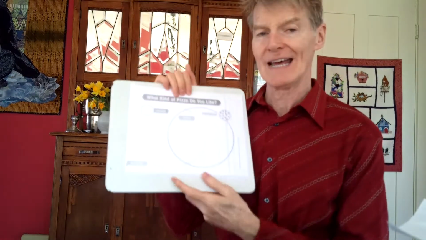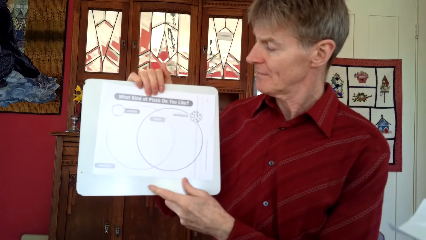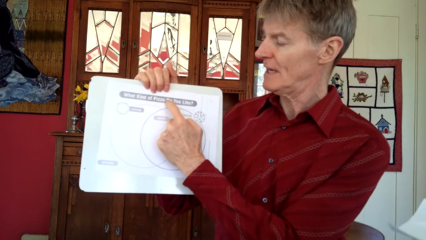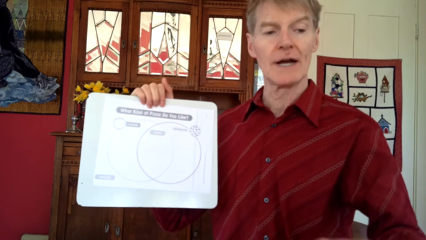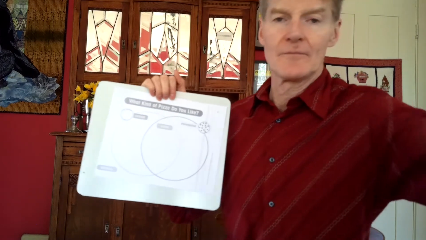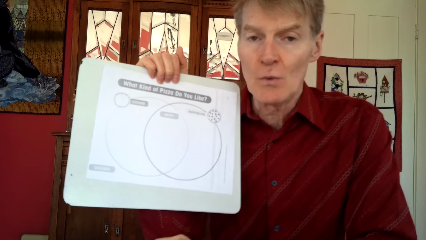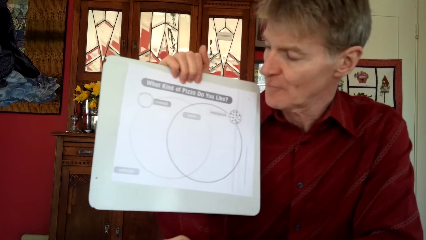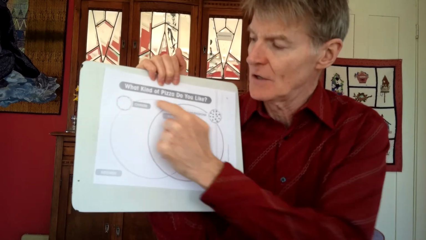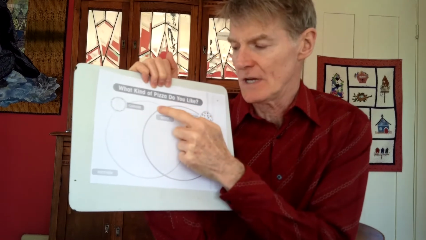Now the other page is this one. This is a survey, but it's done differently. What kind of pizza do you like? Red underlining for kindergarten words. And with this one, there are 2 ways you can collect the data. It just has 2 types: cheese pizza over here, or pepperoni pizza over here.